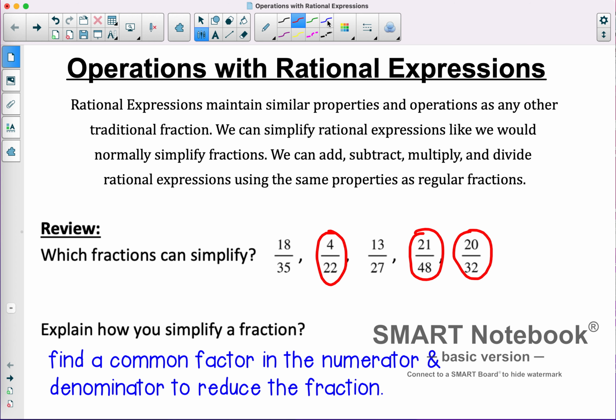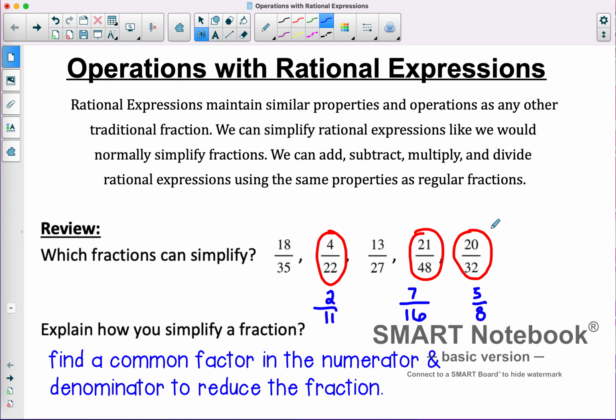Quickly, if we go through these, the fraction 4 over 22 would reduce to 2 over 11. 21 over 48 would reduce to 7 over 16. And 20 over 32 would reduce to 5 over 8. So what we're doing is breaking this down into common factors.